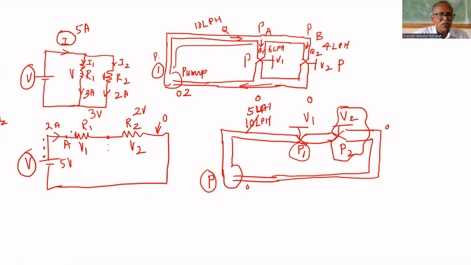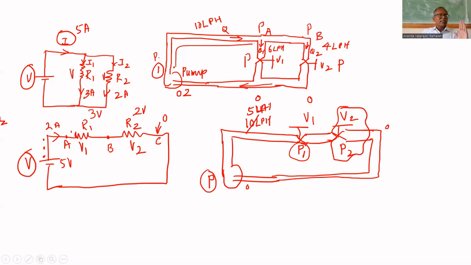At B, what is the voltage? 3 volt is dropped across R1. That's why at point B, the voltage is 2 volt. That 2 volt is dropped across R2. That's why at point C, the voltage is 0 volt. I think now you understand. So in a series circuit, voltage will gradually fall.